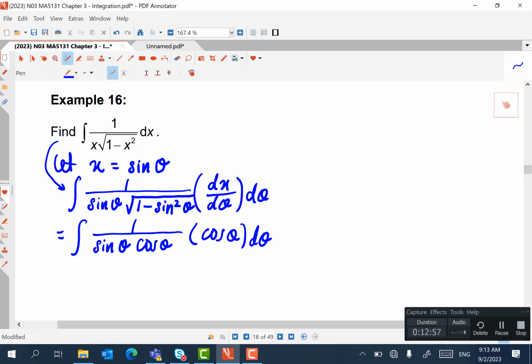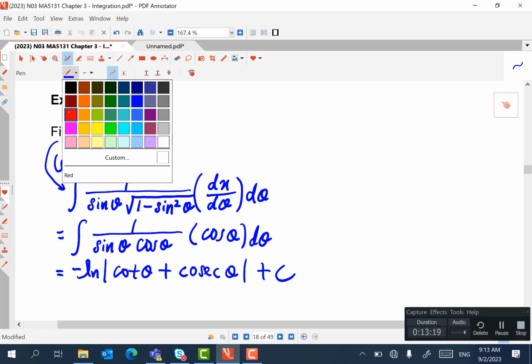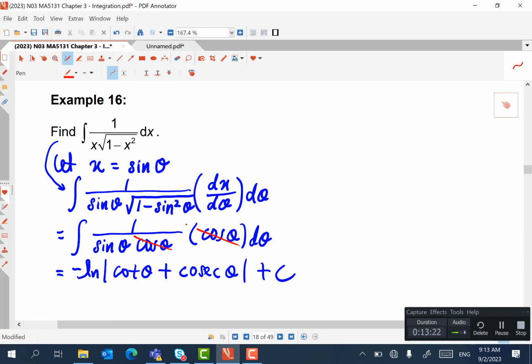Okay, so for here, let's see who got to this line already. Because you cancel the cosine, then it becomes cosecant. The integration of cosecant is known to be what I've written down. You may call it part of the formula.